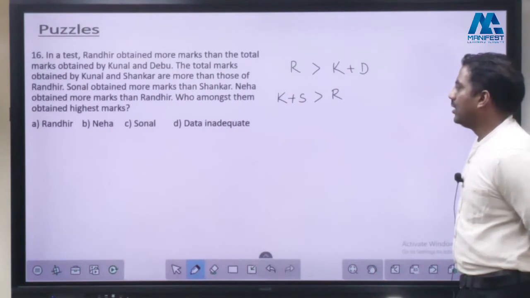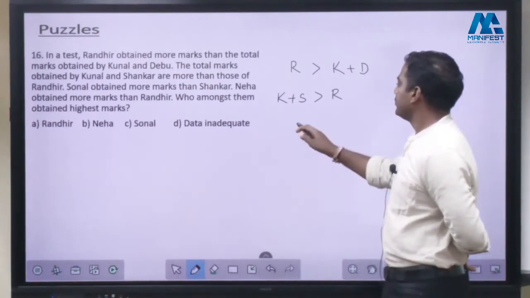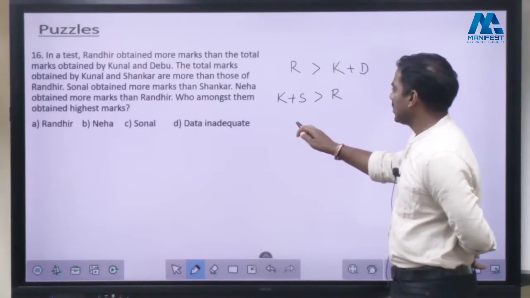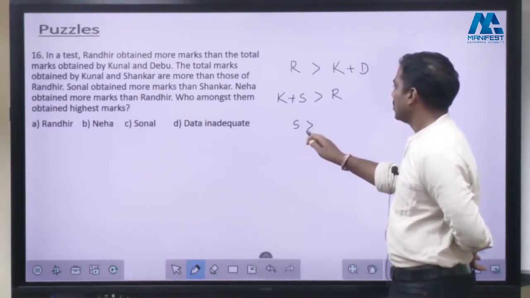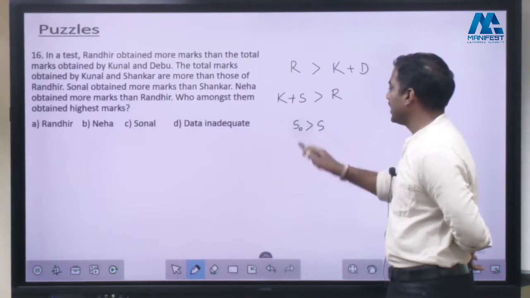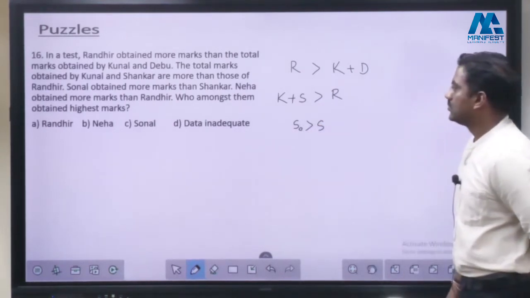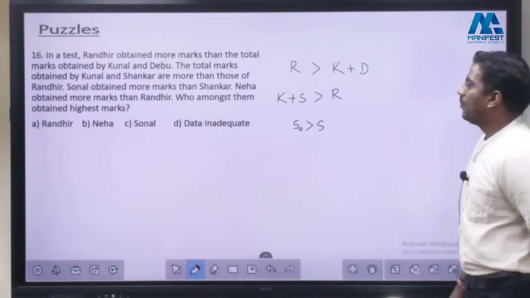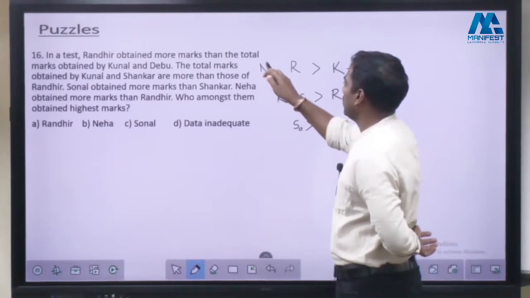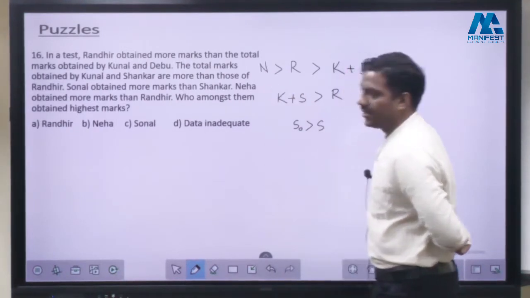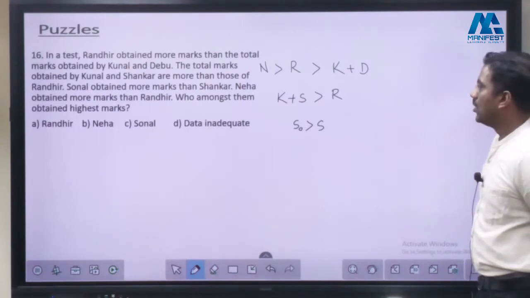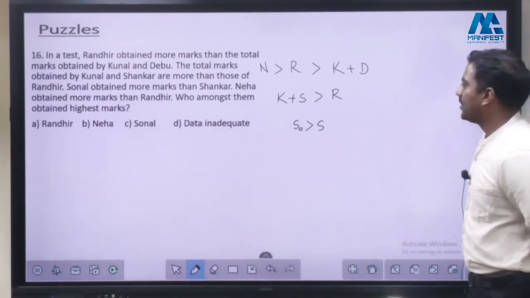Neha obtained more marks than Ranadhir. Sonal obtained more marks than Shankar. So far, we were taking S for Shankar. Now I'll take SO for Sonal. Neha obtained more marks than Ranadhir, so can I put Neha here? More marks than Ranadhir? Yes. Who amongst them obtained highest marks?